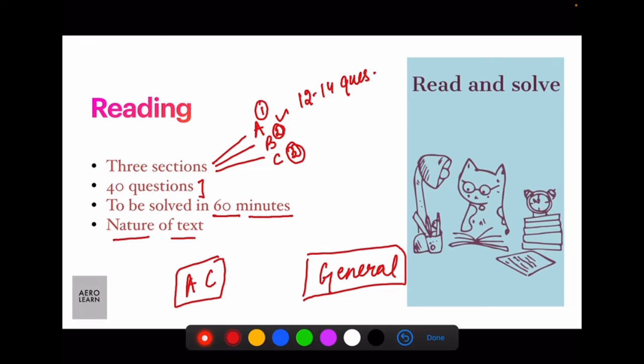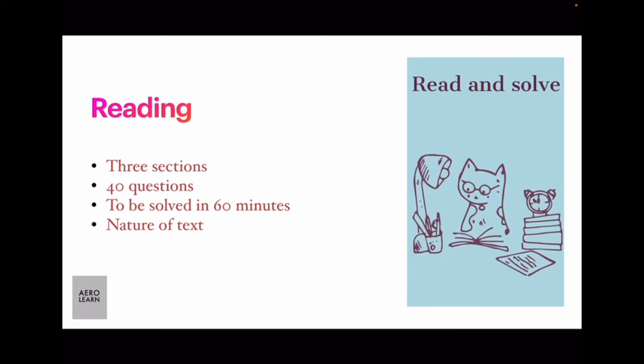But when it comes to the general module, we have shorter texts. For example, in your section A, we can have 2 to 3 short texts. Same for B, we can have 2 short texts, and there will be only 1 long text in section C. Alright, so this is how the nature of the text can vary according to your type of exam.